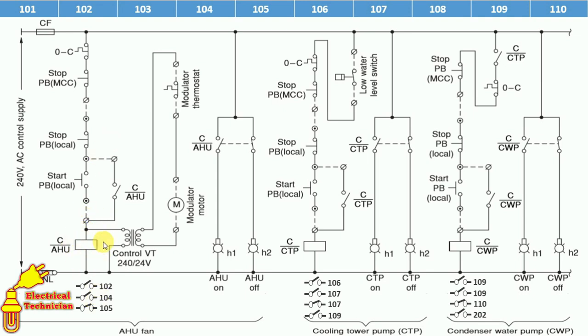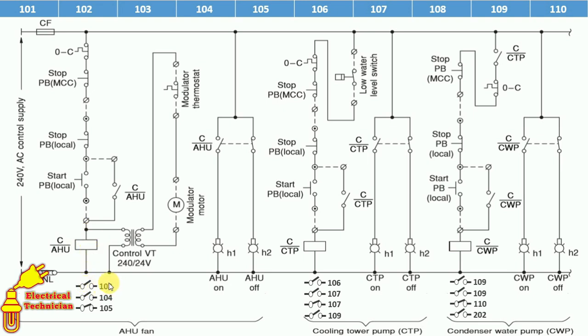Now to hold this AHU, that is, after pressing the start push button, when we release it, the AHU must remain on. For this we made a holding circuit. How was the holding circuit made? This NO contact here, which one is this? See, here it is written CAHU. It is the name written for this contactor. Now for this CAHU, that is this contactor here, the NO contact is used here. The auxiliary contact of this contactor is used.